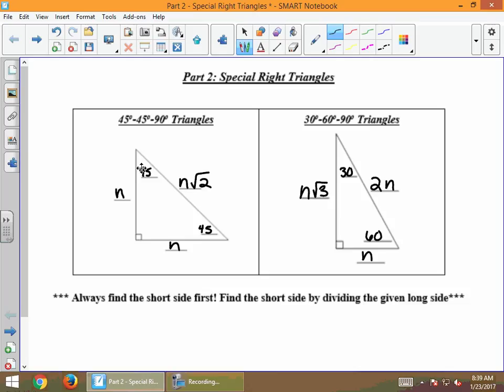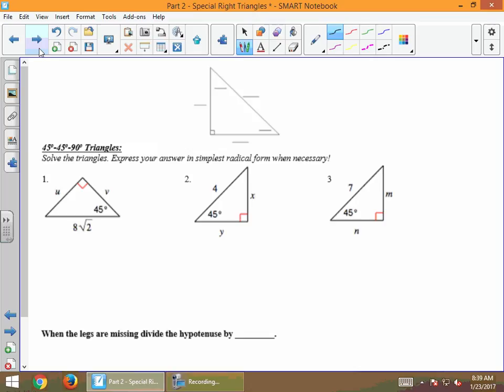It's really important, as you can see here, always find the short side first. And we're going to find the short side by dividing whatever long side you're given. And again, we're going to go over that process here in the next few examples. Okay, but think dividing when you're not given the short side. So this is written at the top of your paper. I'm just going to refill it in here. You don't have to rewrite this, it's already at the top, but just so we can reference it a little bit better.